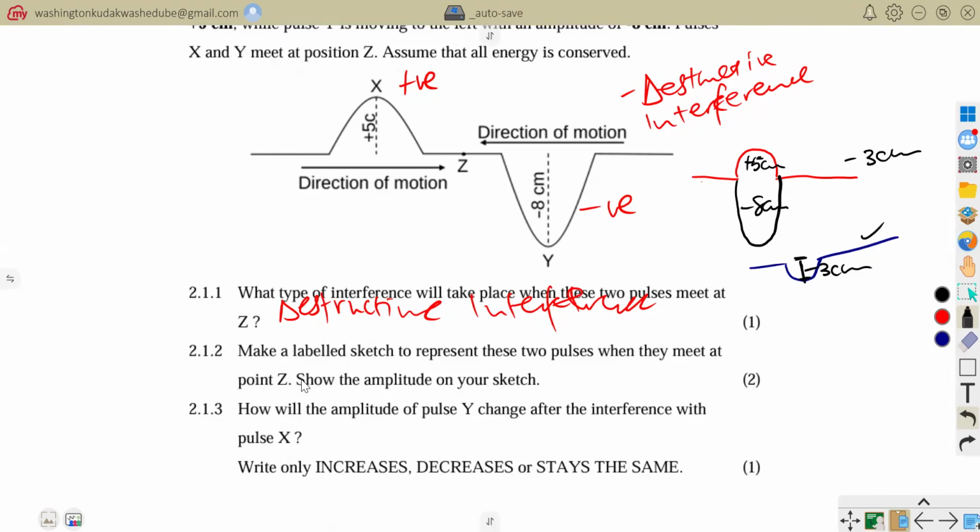Now they are saying, how will the amplitude of Y change after the interference with pulse X? They said, assume that all energy is conserved. So we are saying that the energy of Y would be conserved. Therefore, its amplitude would remain the same. So the answer there, you are just supposed to choose: stays the same.